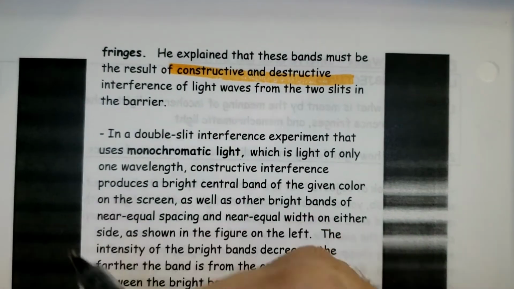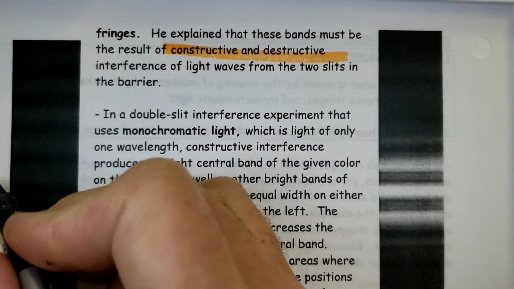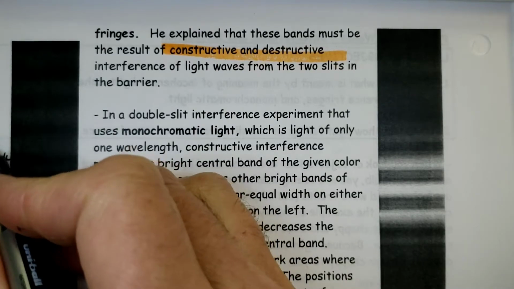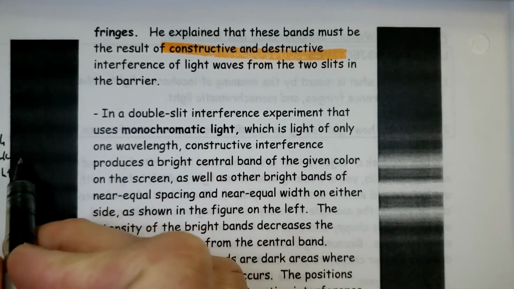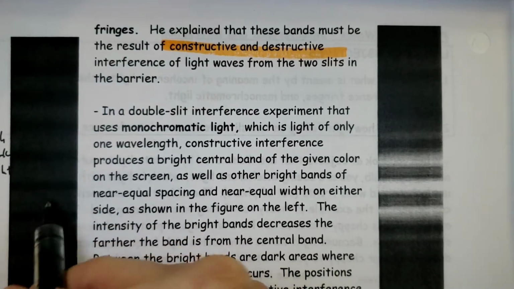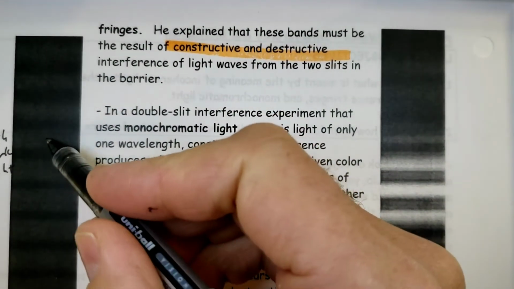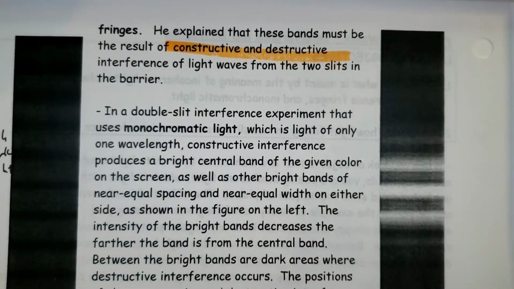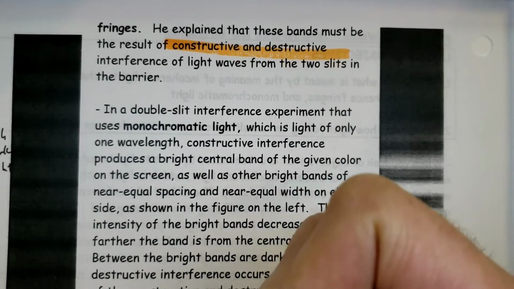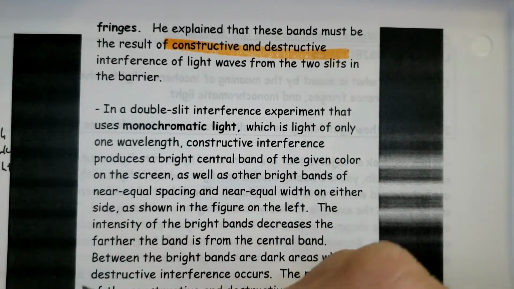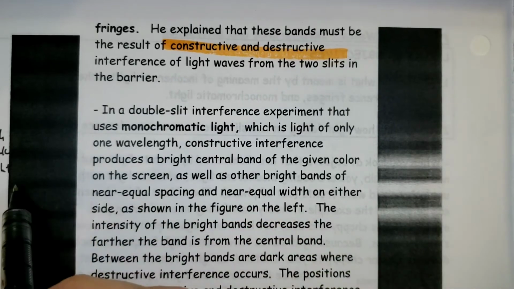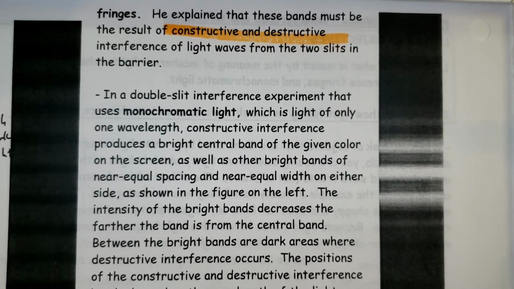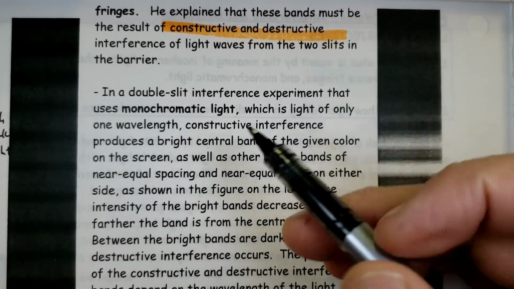He explained that these bands must be the result of constructive and destructive interference of light waves from the two slits. Now this photocopy isn't the greatest, but if you look carefully here, you can see light, dark, light, so light area, dark area, light area, dark area, light. So one of those areas is constructive, destructive, constructive, destructive. Just like when we looked at the interference of water waves, it makes that pattern as well. We had those nodal lines, and those nodal lines result in a dark area. Constructive interference, or the antinodal lines, would be a light area on a screen.